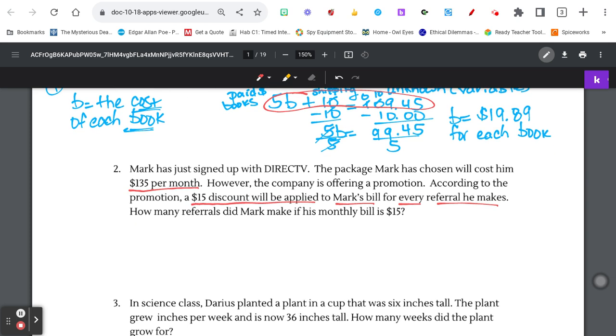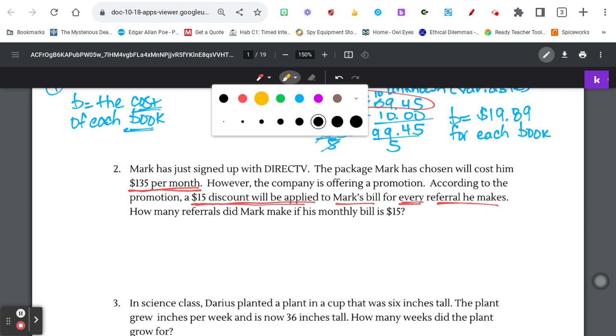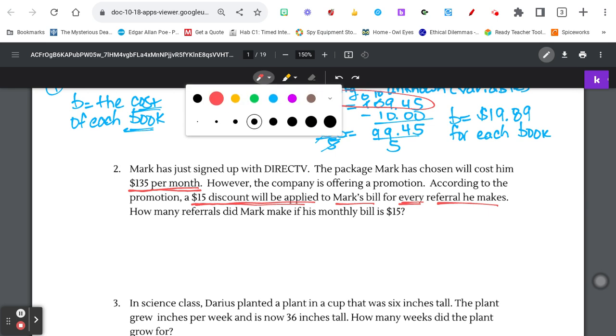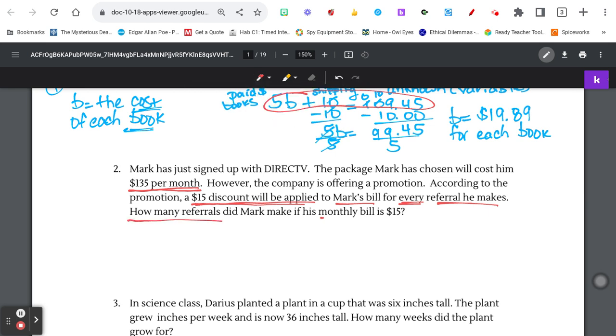All right. So far we know it's $135 a month. That's his bill. They're going to take $15 off for everybody he refers. And then it goes on to ask us how many referrals. See, that's why I don't want to use the highlighter. I'm going to just use blue. How many referrals did he make if his monthly bill ended up being $15? And I'm going to tell you something, guys. If it says "is," most of the time that is going to represent an equal sign. Like it says it is 15, I can pretty much tell you that whatever equation I set up better equal 15, okay?